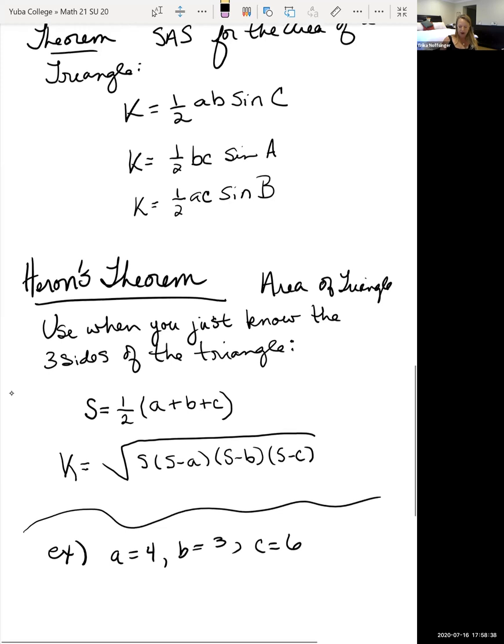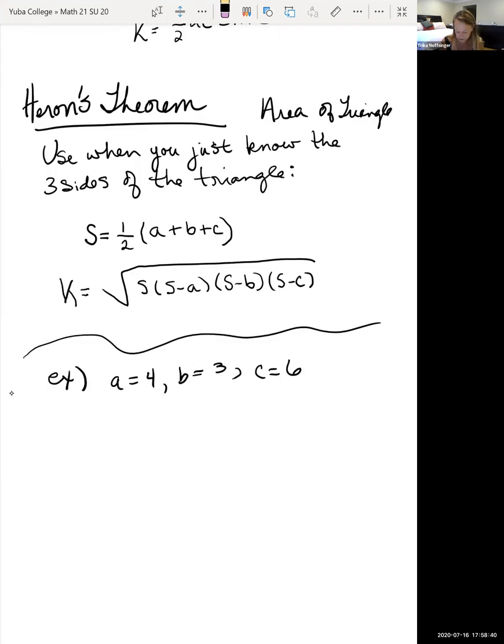First, I would figure out what S is. S is going to equal, again, half of the sum of all the sides. So 4 plus 3 plus 6. 4 plus 3 is 7, plus 6 is 13. So this gives me 13 halves.